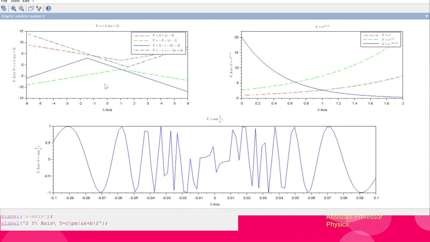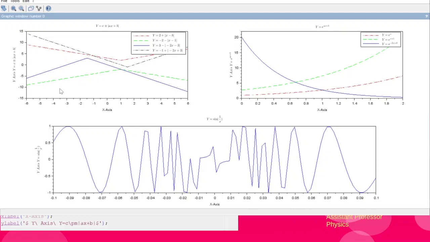You see here the first subplot, I have given that position, which is y equals c plus minus mod ax plus b, and I have plotted four different kinds of functions. This is 2 plus mod of x minus b. This is minus 2 minus mod of x minus 1. The third one is 3 minus mod of minus 2x minus 3, and this is y is equal to minus 1 plus mod of minus 2x plus 3.